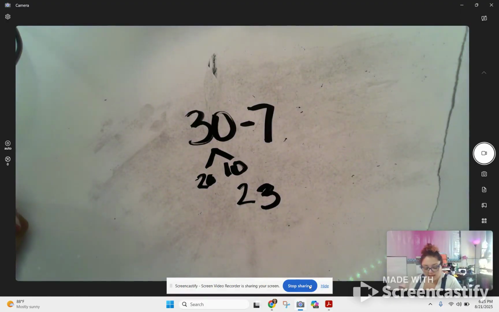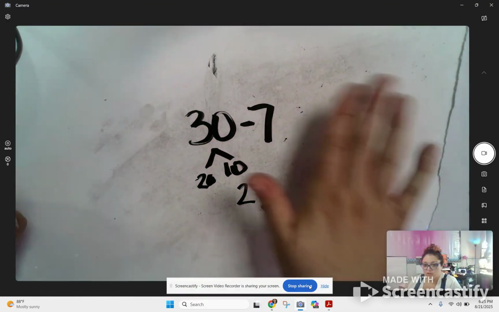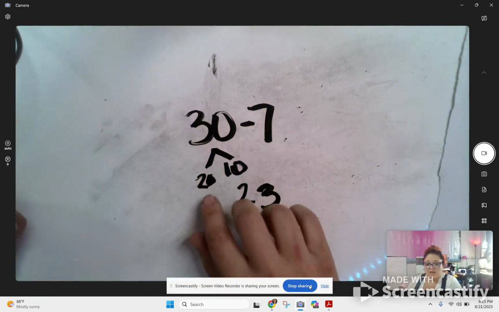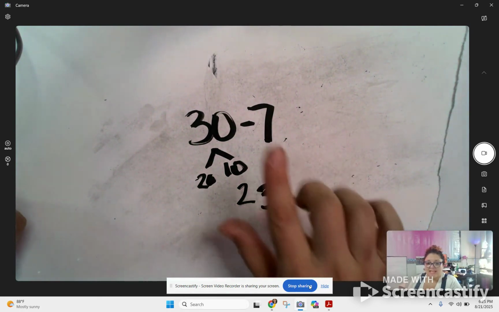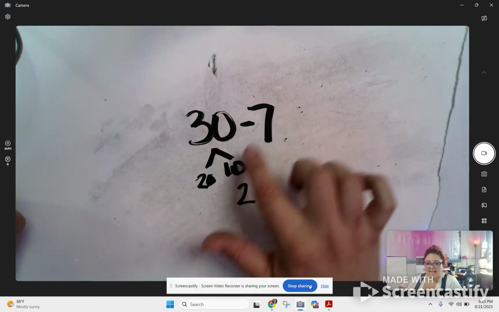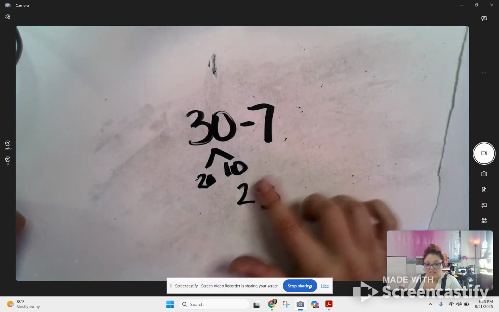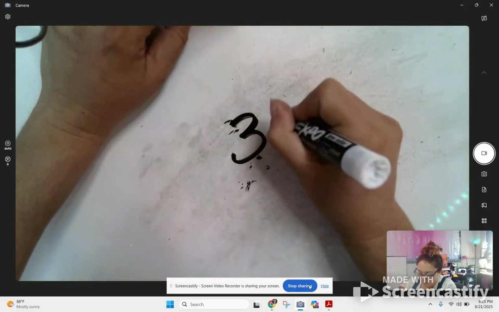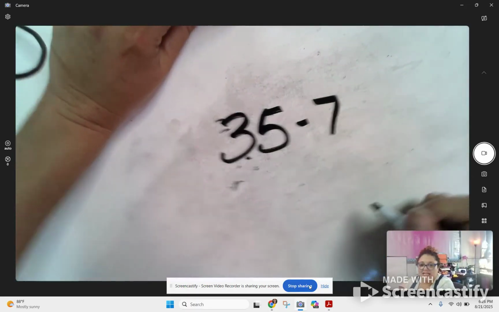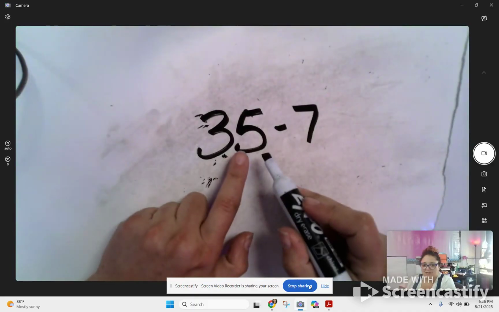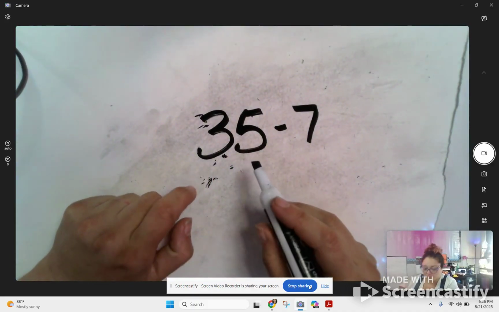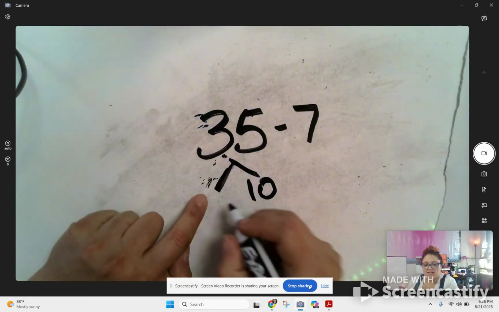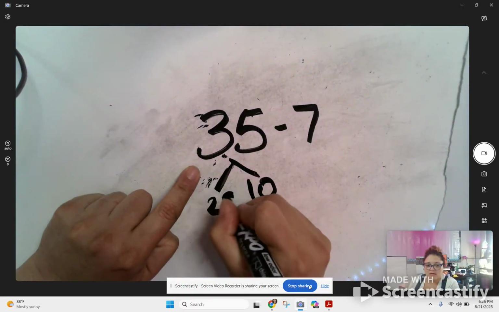Any of the strategies they use, we do want to see some kind of work, because I have a lot of kids right now that get to this point and they're doing beautiful, and then they get to this point, but they forget to add in these extra ones right here. Or let's say it was 35, take away 7. I know that I can't take 7 out of 5, so I'm going to have to break a 10 there to be able to do that. So you can do that by putting the 10 here, and then that leaves me 25 left here.